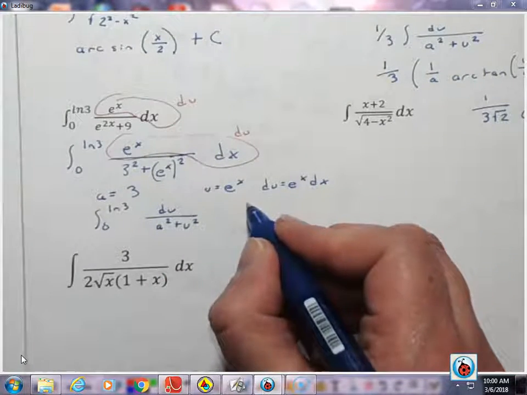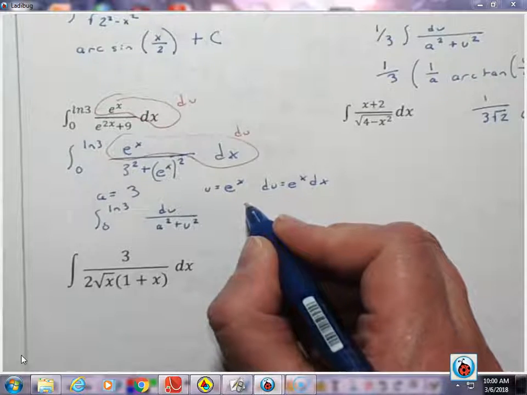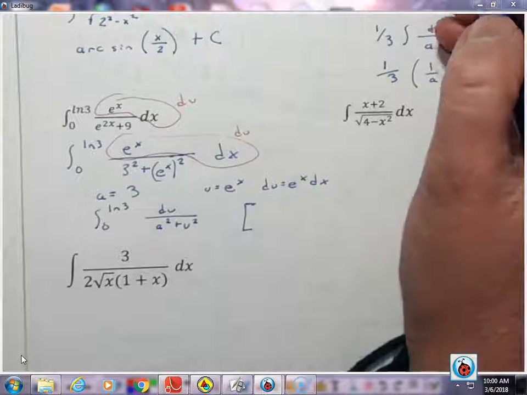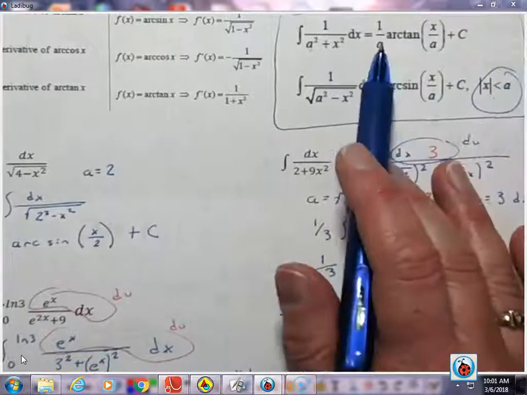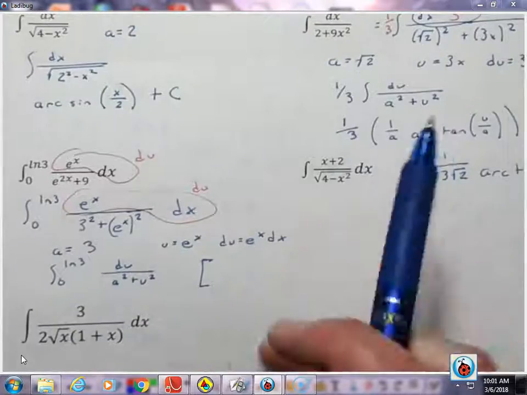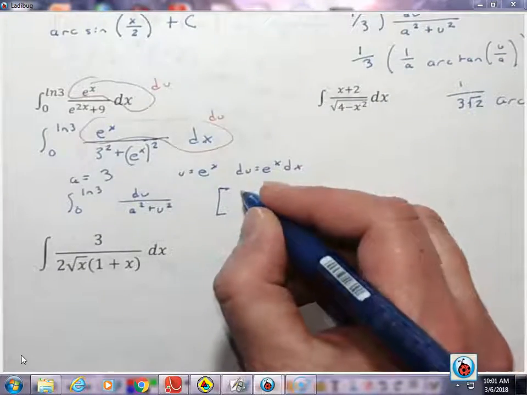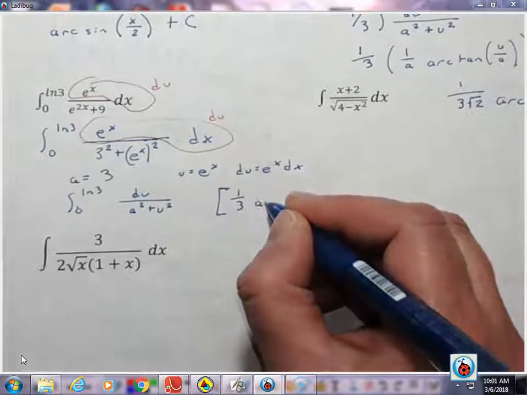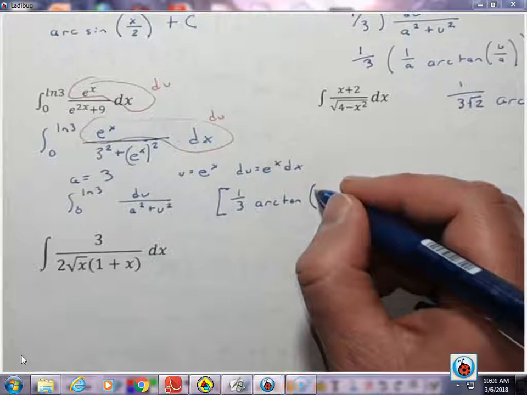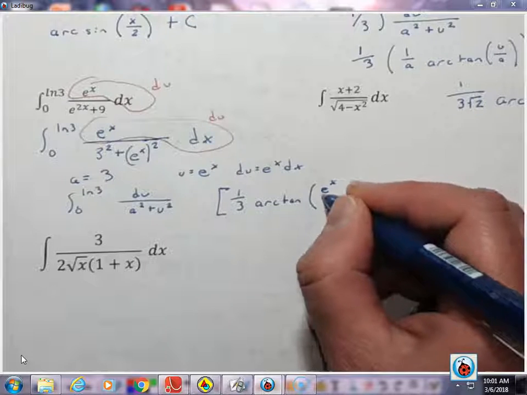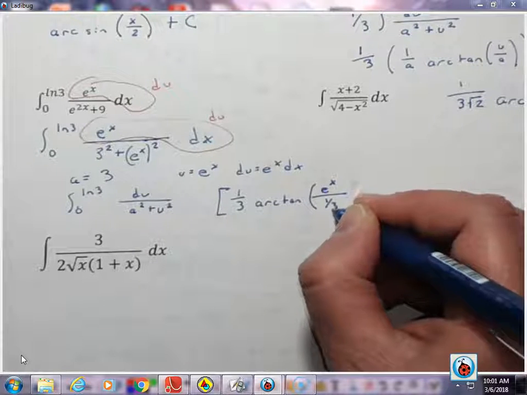Okay, so I've got bounds. I'm not going to need a plus c. So just go to my rule. My rule is 1 over a arctan x over a. So for me, that would be 1 over 3 arctan. And then instead of x, I'm putting u. It's over a.